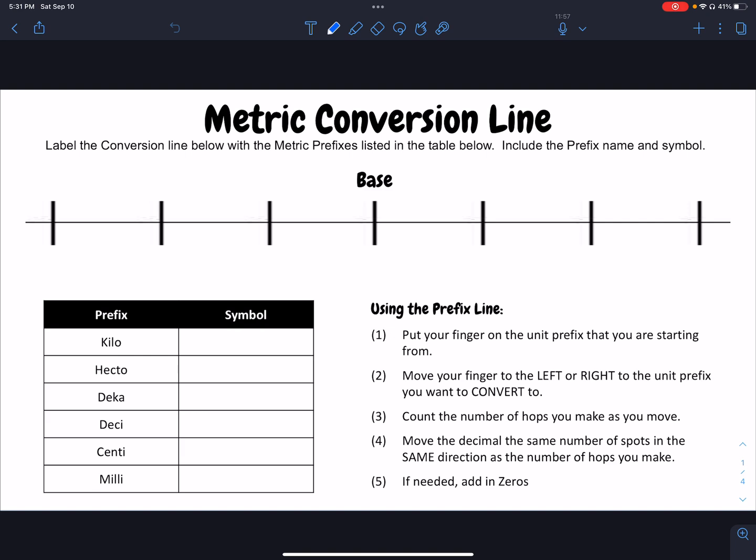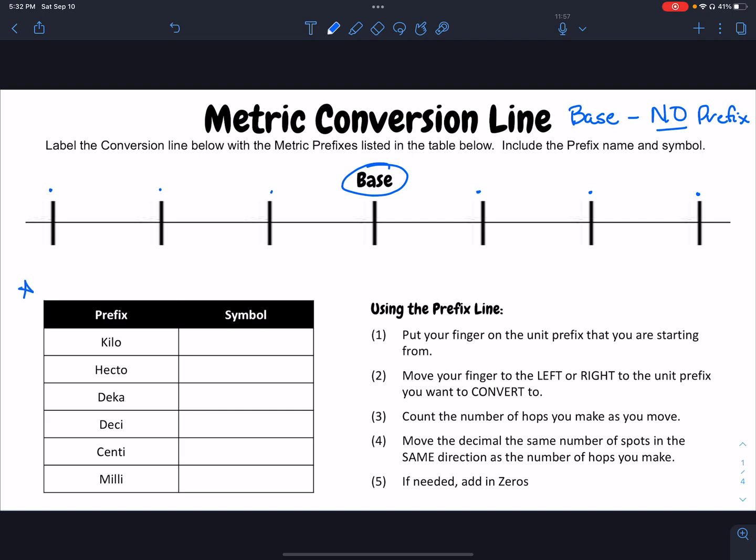If we look at the line together, you're going to see in the middle I have the word base. The base unit is just a unit with no prefix, and that unit can be anything within the SI system. So it could be a meter, a liter, gram, second, basically anything within that system. The line itself has hash marks on it. You're going to see them here. I've got 6 of them outside of the base unit. These represent the positions for one of each of our prefixes that we'll be working with.